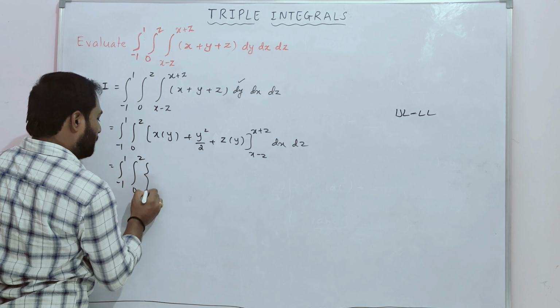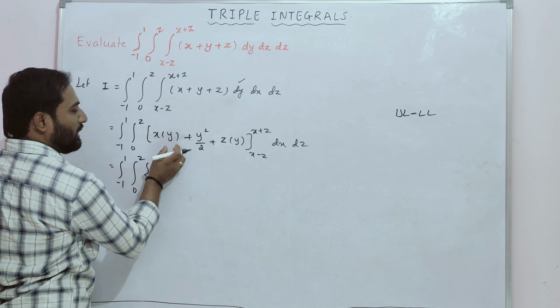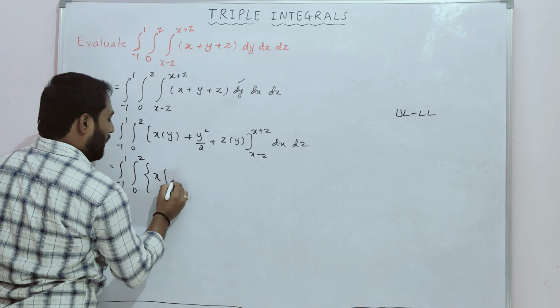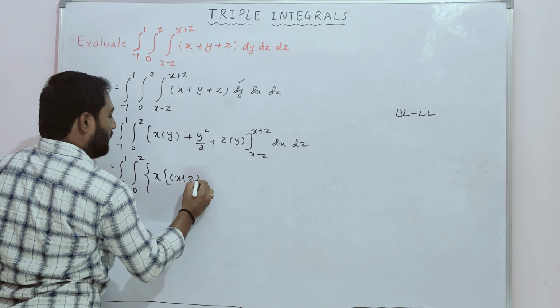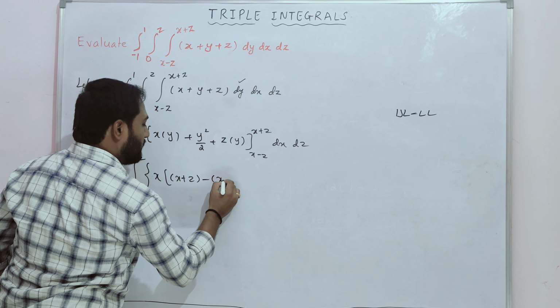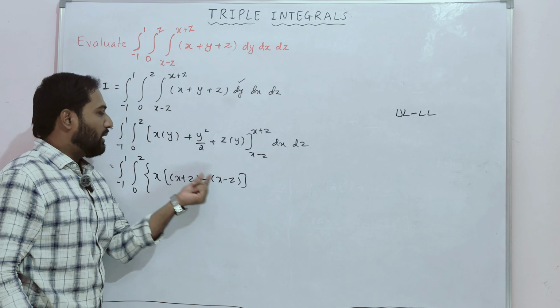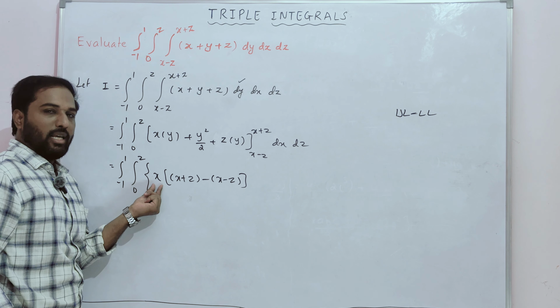Now x as it is. So let us apply the upper limit to the integrated term. The upper limit is x plus z, minus, this is the formula, minus the lower limit, which is x minus z. Upper limit minus lower limit to this value, keeping x constant as it is.